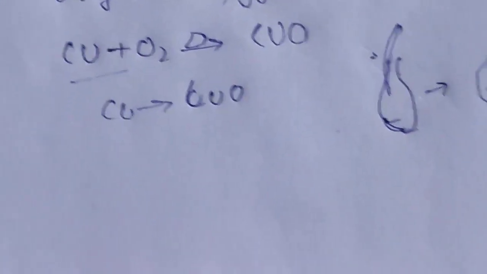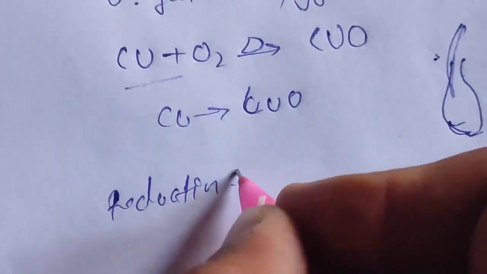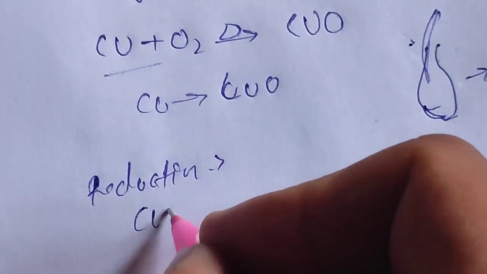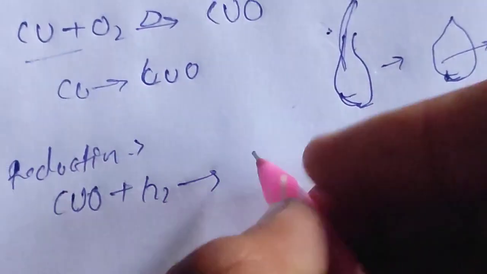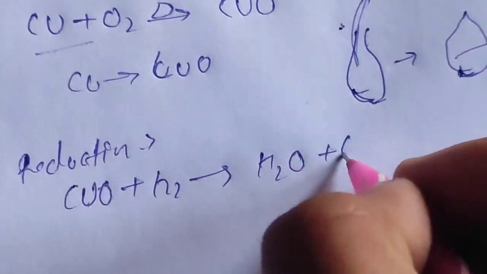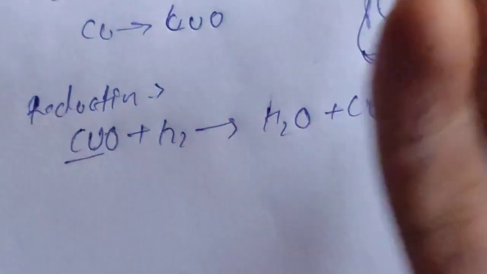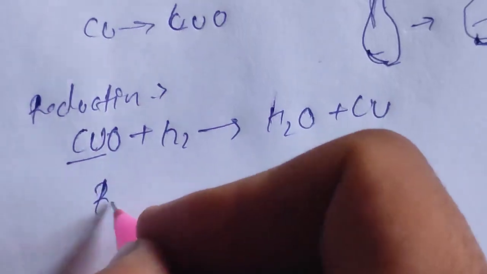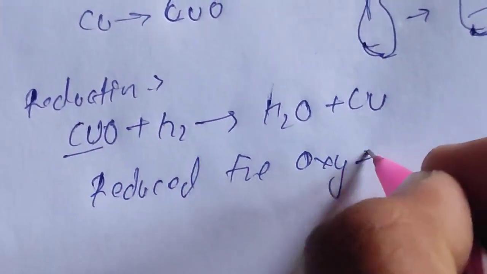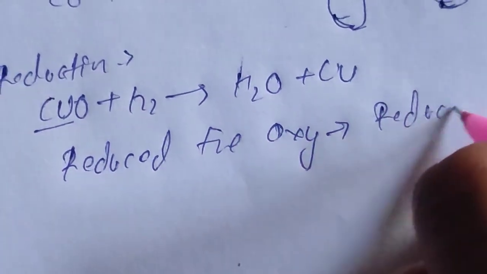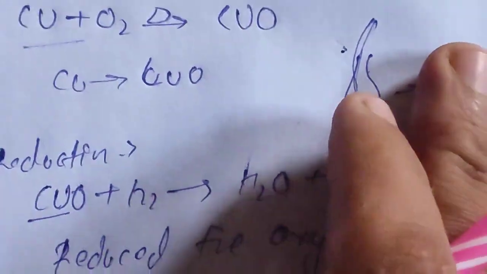Okay, let's talk about reduction. When we talk about reduction, for example, again we have CuO, and let's put hydrogen gas on it. We see that the hydrogen, after reacting, becomes H2O plus copper. In that case the substance loses oxygen, which means the oxygen is reduced, so this becomes a reduction reaction.